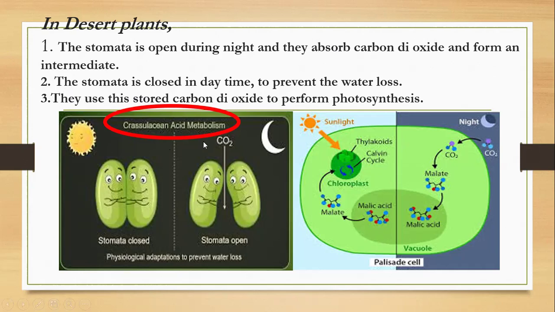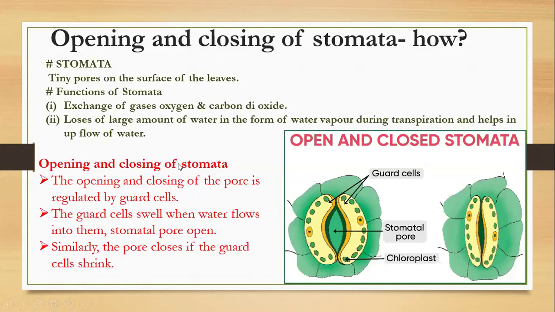That specific kind of desert plant is also known as crassulacean acid metabolism or CAM plant. I'm repeating that term: crassulacean acid metabolism is going on, and they are known as CAM plant. The whole process is known as crassulacean acid metabolism, and the plant name is CAM plant. Okay.